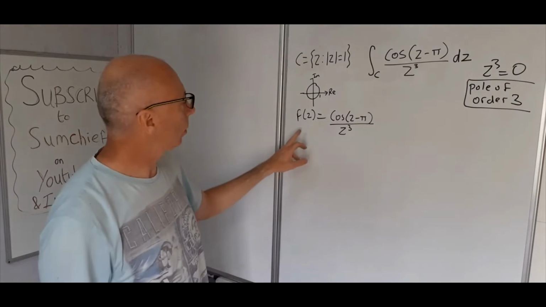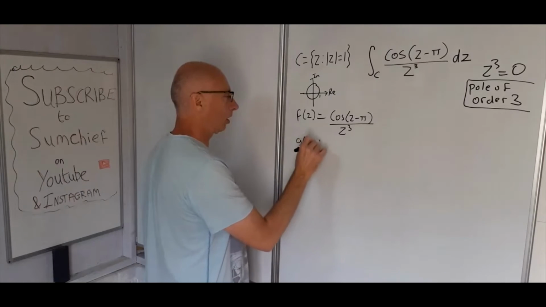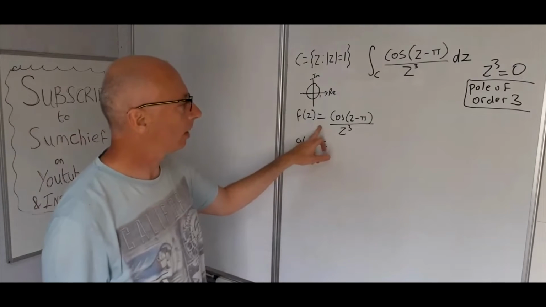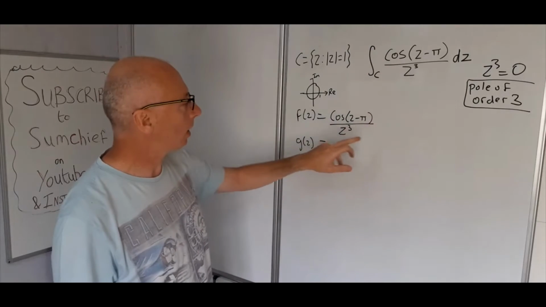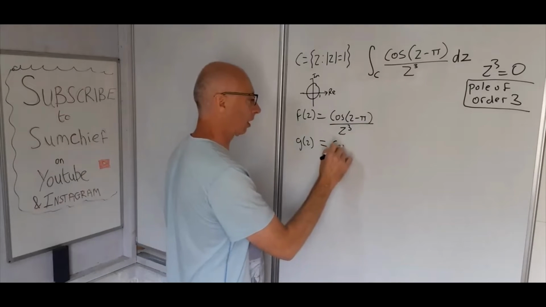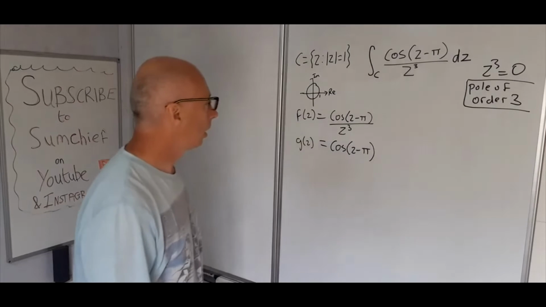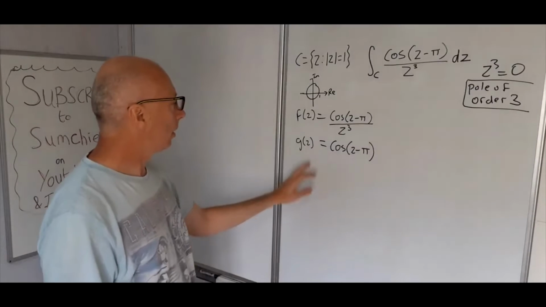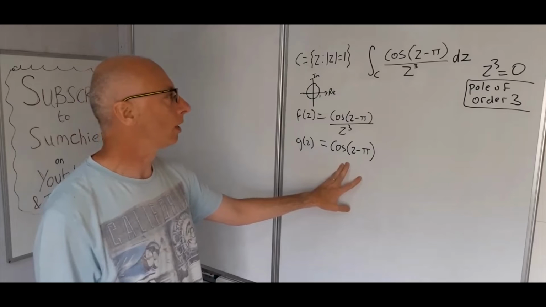And now we need another function, which is g of z, which basically is f of z, basically taking the limit as z approaches 0, which is where the pole is, which just leaves us with cosine of z minus pi. Okay, so now we've got that. So now how do we handle the Cauchy's derivative formula?